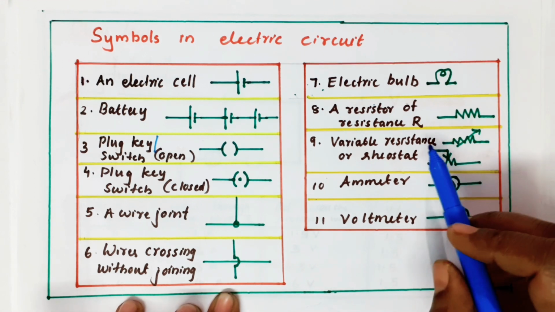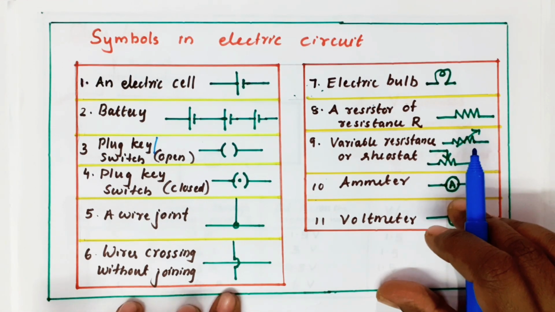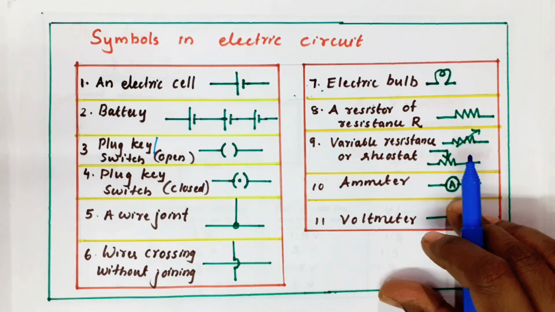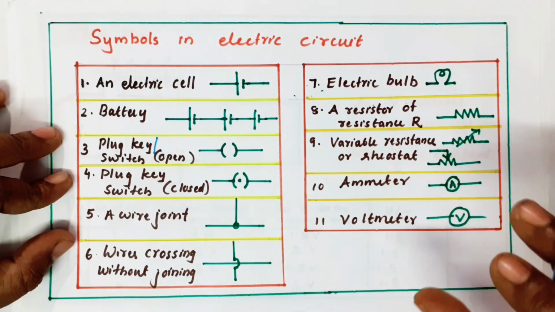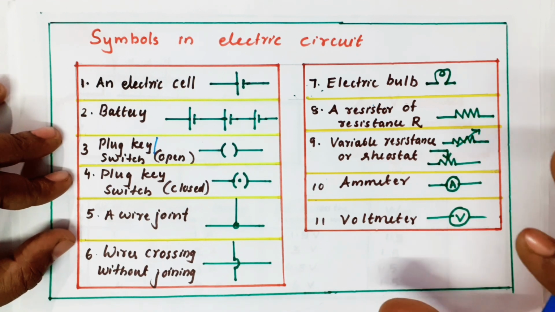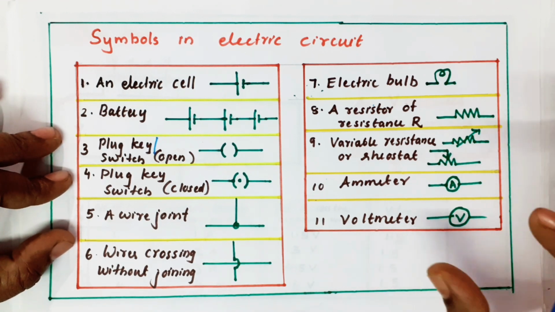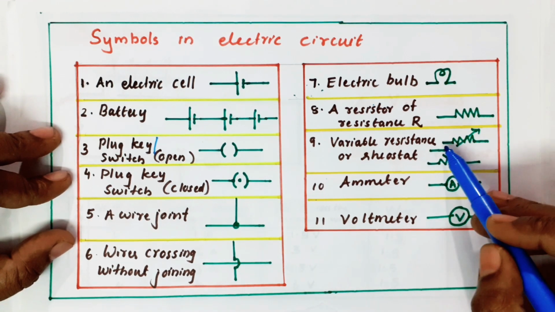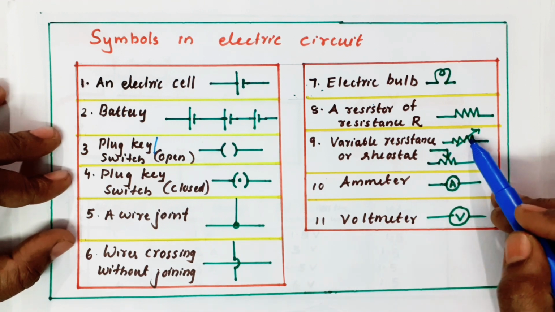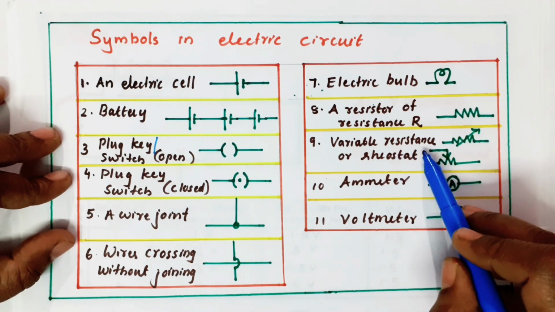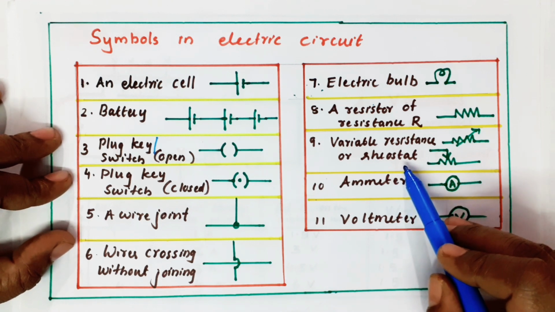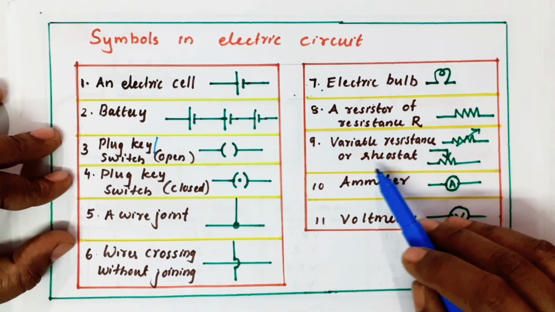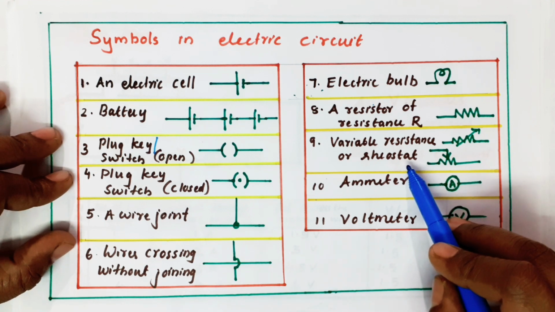Sometimes this resistance will vary. I'll discuss a lot of things about resistance in the next session. So now you remember it is a component which gives resistance or obstruction to the flow of current. Sometimes this obstruction may vary. That is called a variable resistance, or another name is rheostat.